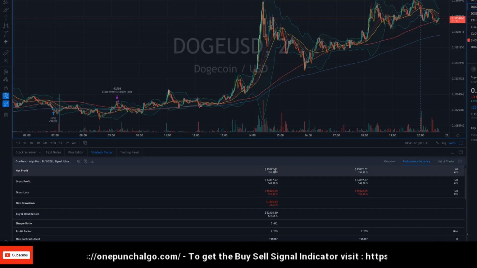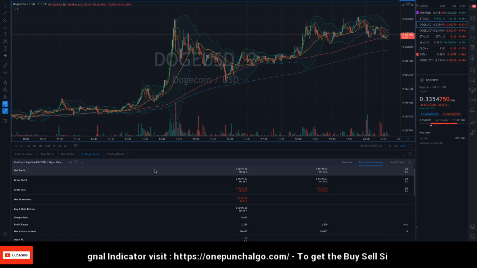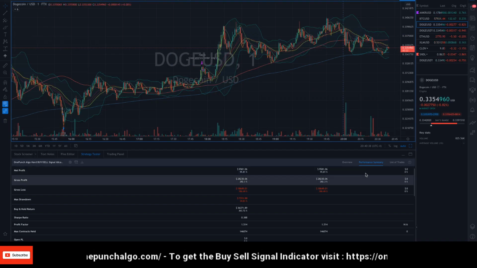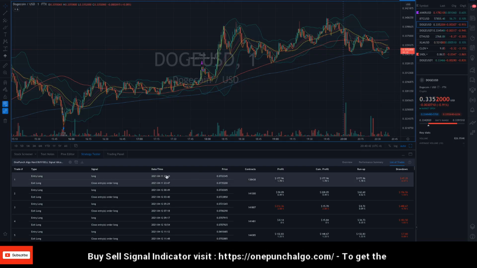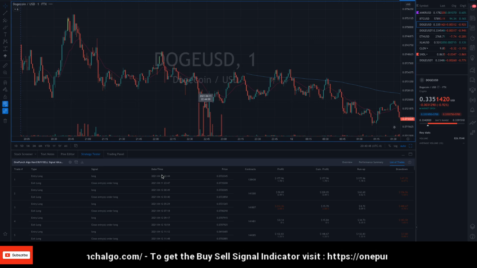Let me check why it did that. So for me to check that, basically I have to go back to the 1 minute chart, and then check the list of trades. So what is this? This is the list of trades that the OnePunch ALGO basic signals provided to you.